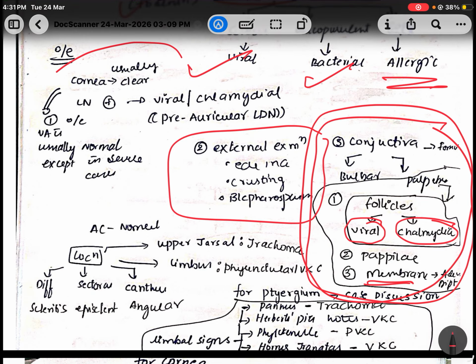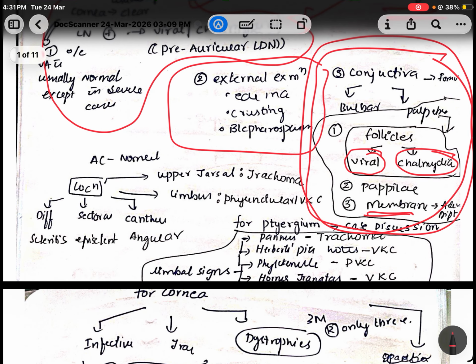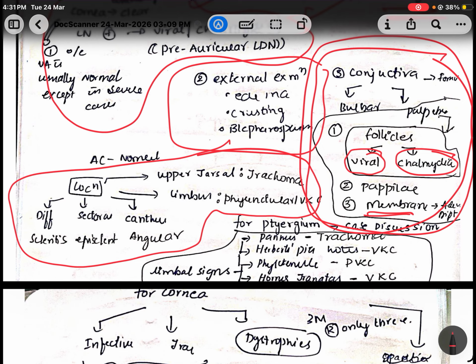Then these are the important things which you need to remember, based on the location itself. This is combining both episcleritis and conjunctivitis. If you are finding it near the canthus, it might be an angular conjunctivitis. If it's near the limbus, then it's phlyctenular or VKC. If it's the upper tarsal part, as you would have studied, it's something to do with trachoma. And these are the limbal signs which you need to remember.